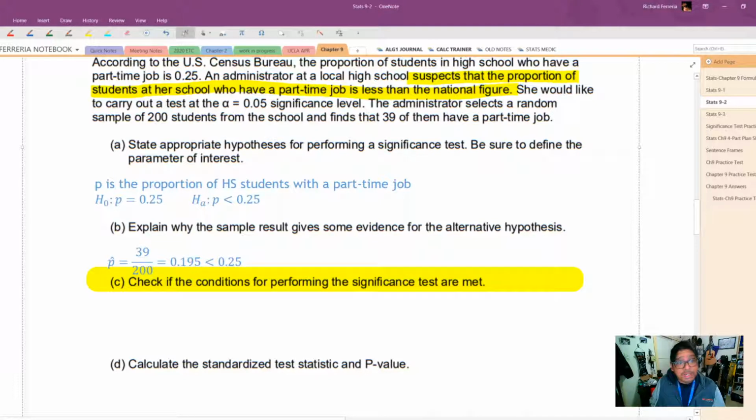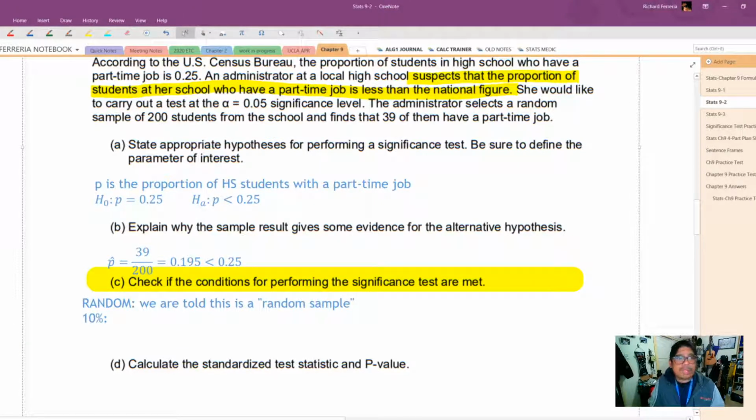Let's check the conditions for performing a significance test. For the random condition, we are told that this is a random sample, and I always like to put that in quotes, quote something directly from the problem, so we can satisfy this.